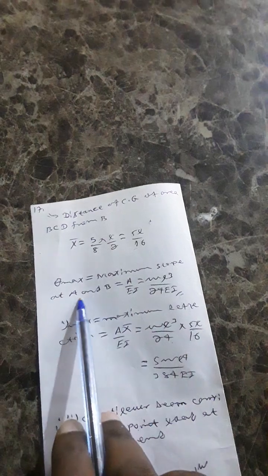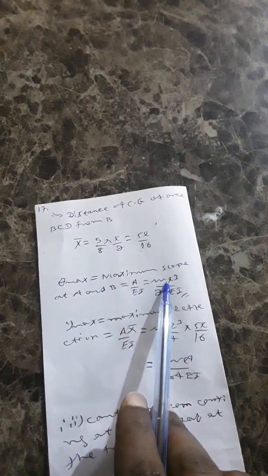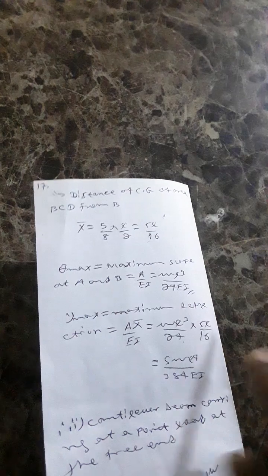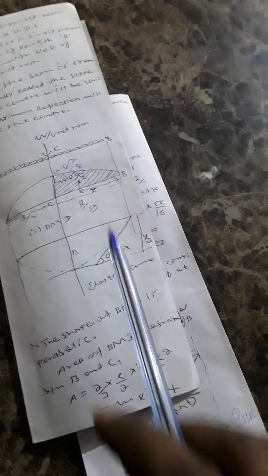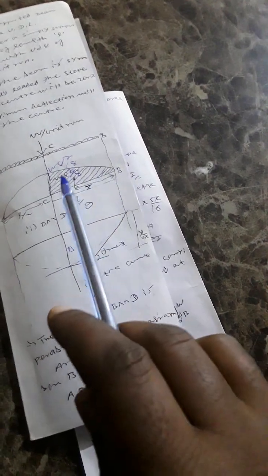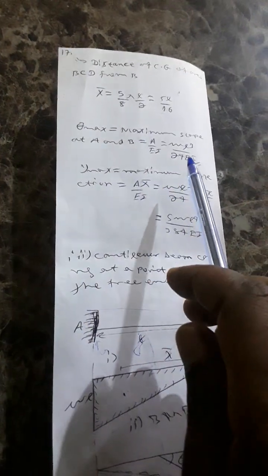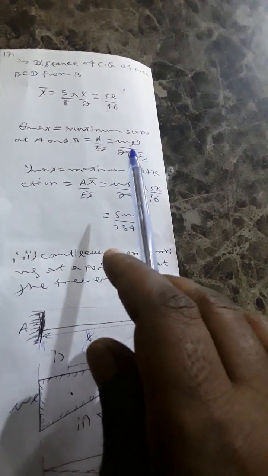Theta maximum, the slope at A and B, is area over EI, WL cubed over 24 EI. We calculated this already, because the bending moment diagram is parabolic. The area of the bending moment diagram is WL squared over 8 times L over 2 times 2 over 3 of L over 2. This is the slope, WL cubed over 24 EI, the slope of the parabolic section.